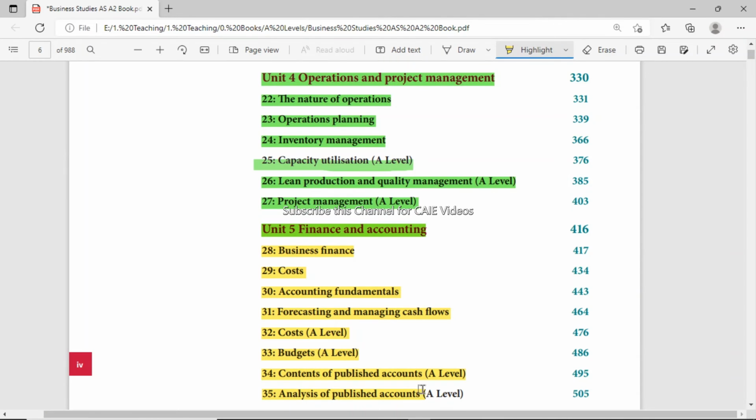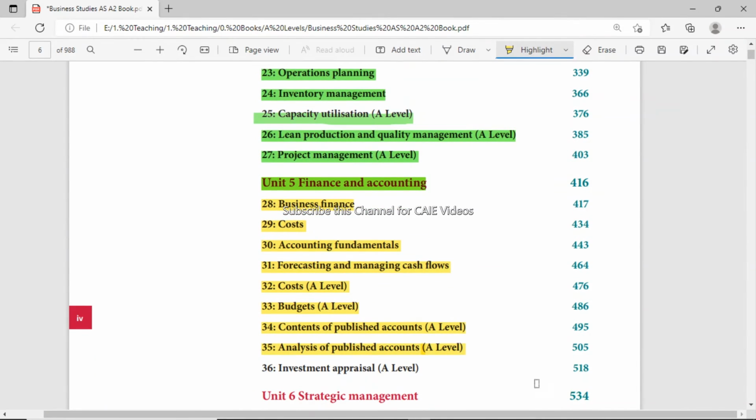If you have already gone through any company's financial statements, you will get to know about this area, and we will discuss how the financial statements are analyzed, how the income statement is analyzed, how the statement of financial position or balance sheet is analyzed, and so on.